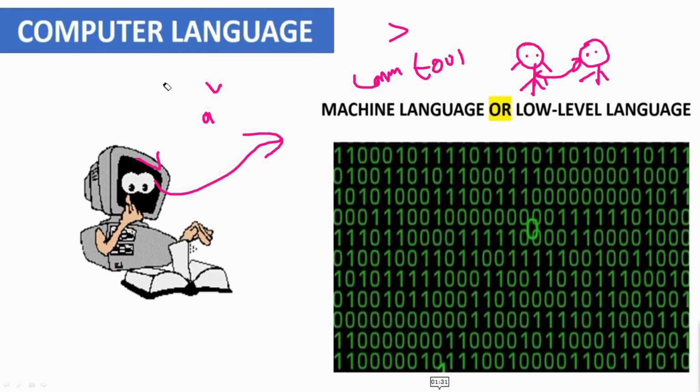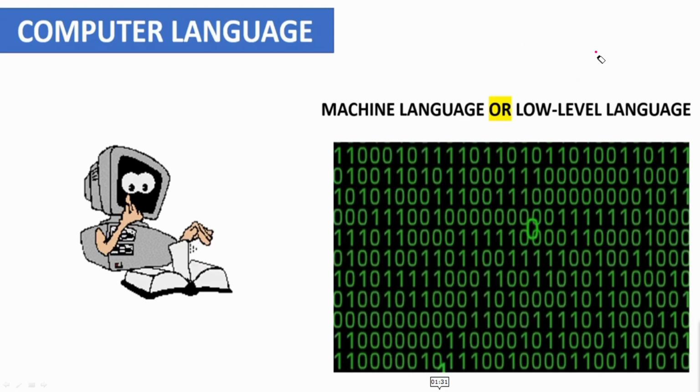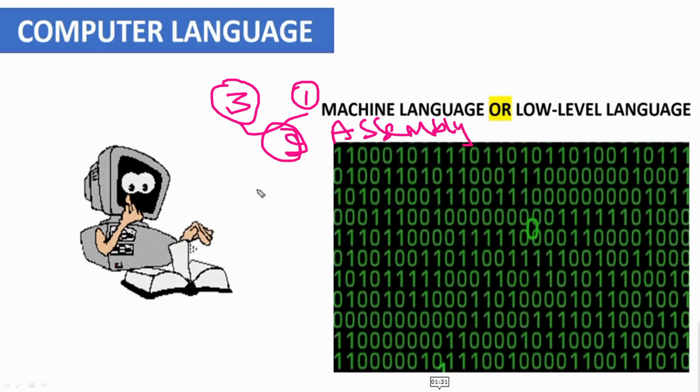I hope you have now understood what is language and what is computer language. Under computer language, we are going to see three different computer languages. First one is machine level language. Second one is assembly language. And third one is high level language. These are the three different languages of computers.